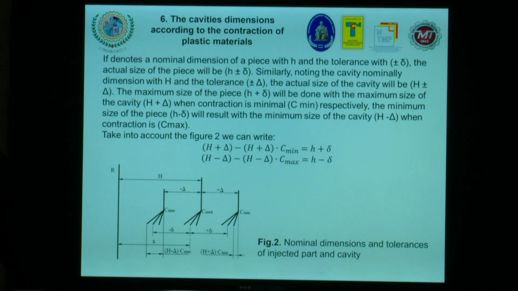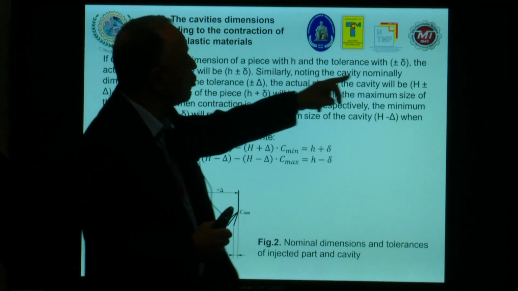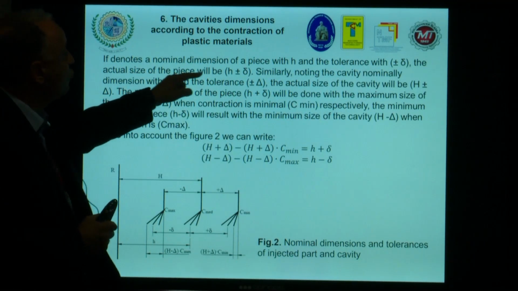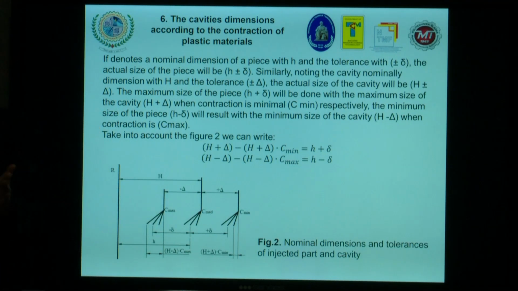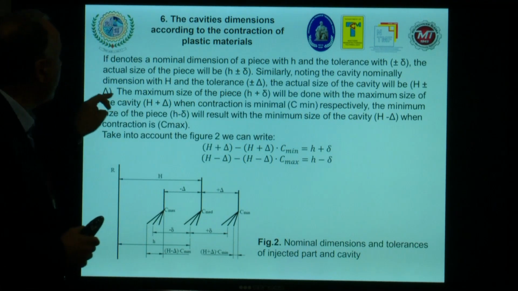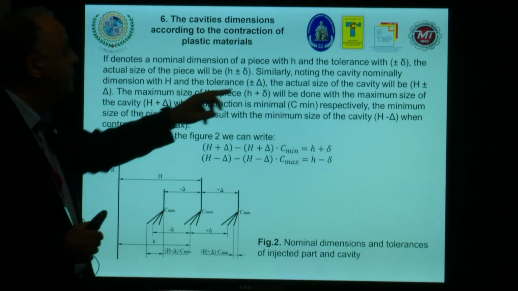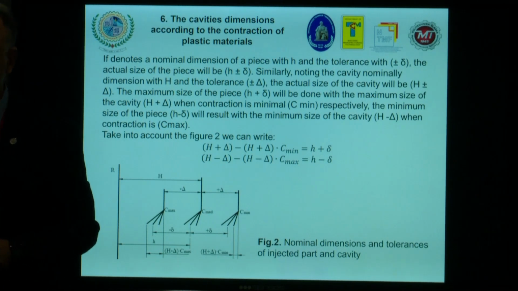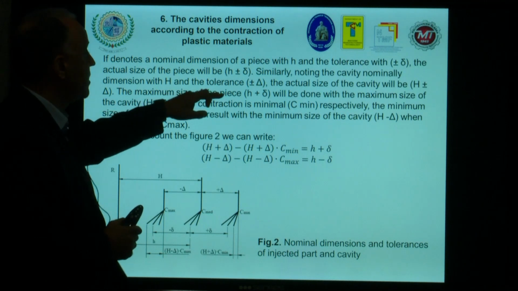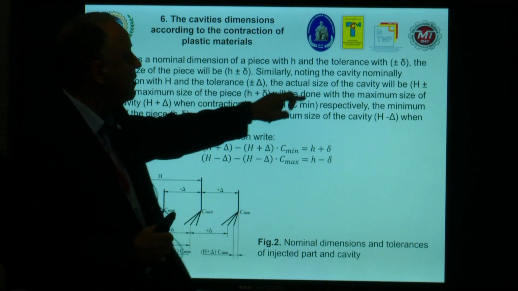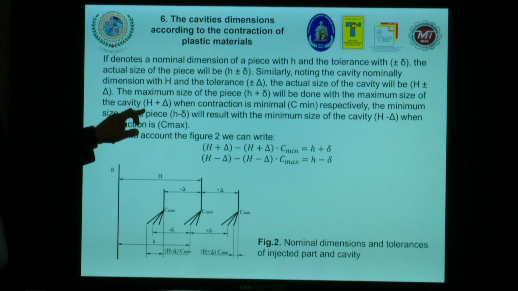One very important step is the nominal dimension and the tolerance for the injected part and the cavity. It's very important to know the nominal dimension of the cavities and their tolerance. If we denote the nominal dimension of the piece with h and the tolerance with delta, the actual size of the piece will be h plus minus delta, in the case of the part. Similarly, if we note the cavity dimension with capital H and the tolerance with capital delta, the actual size of the cavity will be capital H plus minus capital delta. So the maximum size of the part will be given with the maximum size of the cavity.